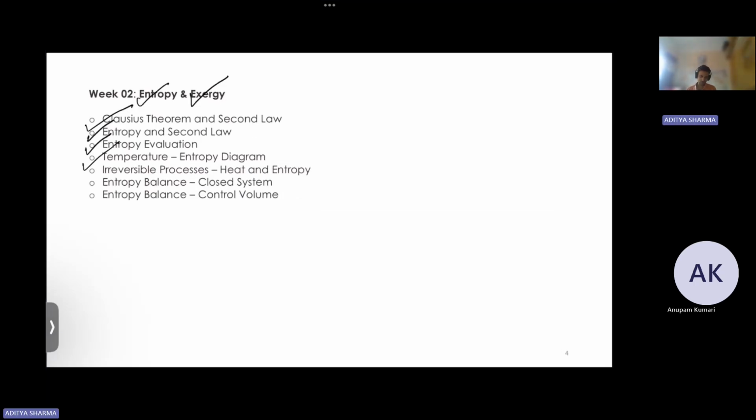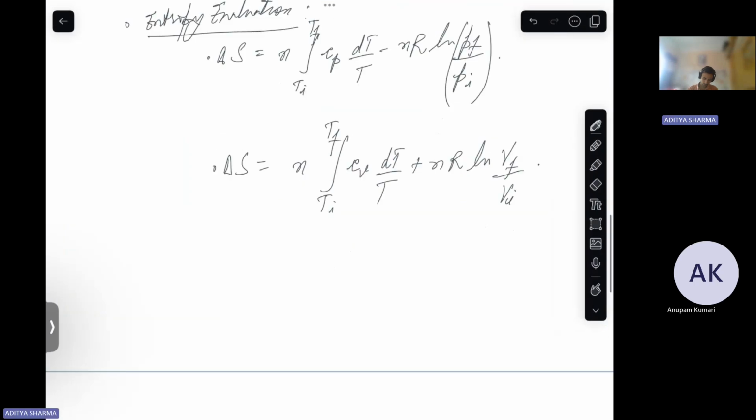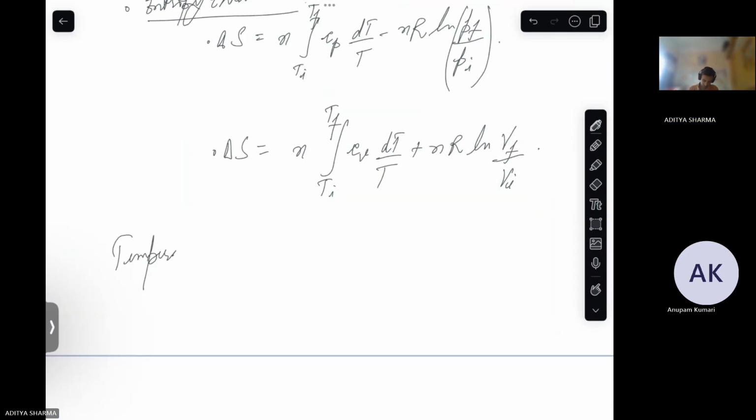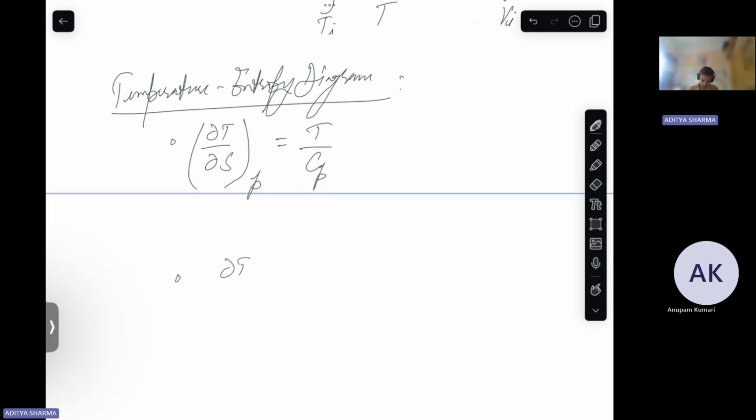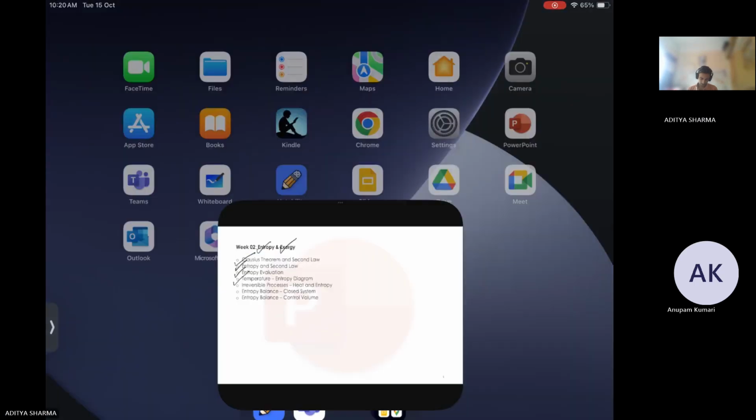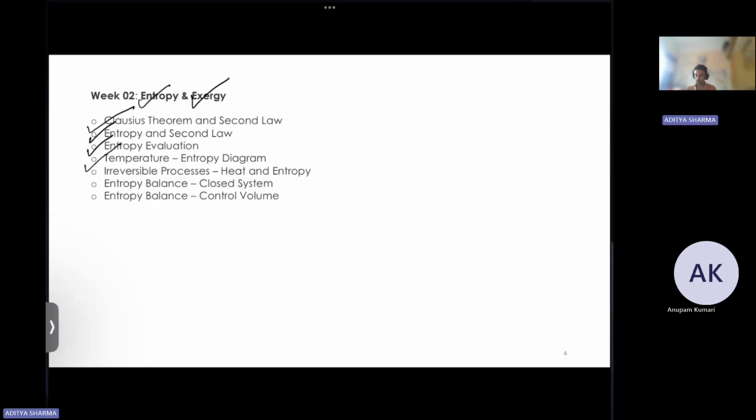Right? Then is your temperature entropy diagram. So in your temperature entropy diagram, the slopes. If you see the slope of the temperature entropy diagram, at constant pressure this is this, okay, and at constant volume, this is this. All right.